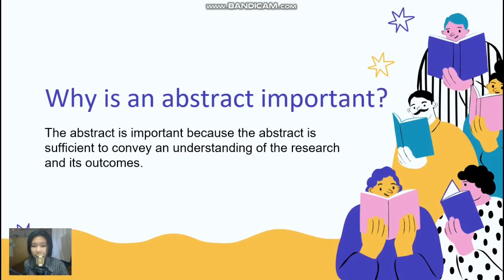Why is an abstract important? The abstract is important because it is sufficient to convey an understanding of the research and its outcomes. So the abstract attracts the readers to read your research paper. The abstract actually helps the readers to determine if the research paper relates to the topic that they have, and they won't have to read the entire research paper just to see if it is relevant to their own topic.